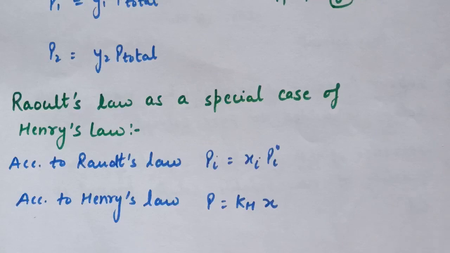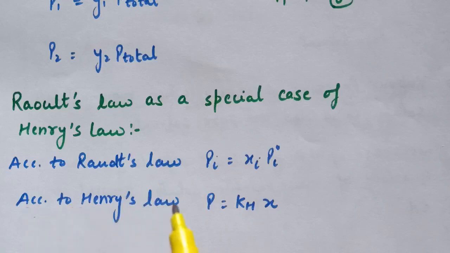Now next is Raoult's law as a special case of Henry's law. According to Raoult's law, the expression is Pi equals Xi into Pi naught. This Pi naught is the vapor pressure of the pure component and this Pi is the partial vapor pressure.